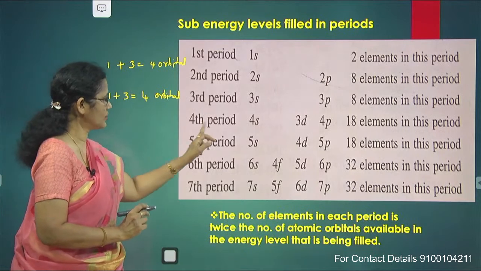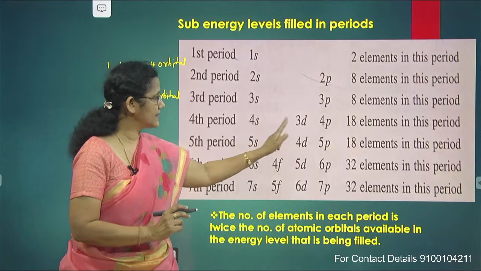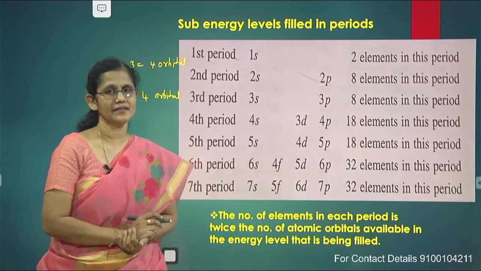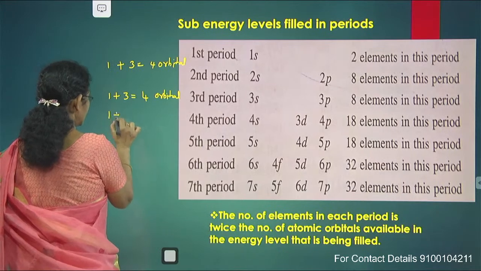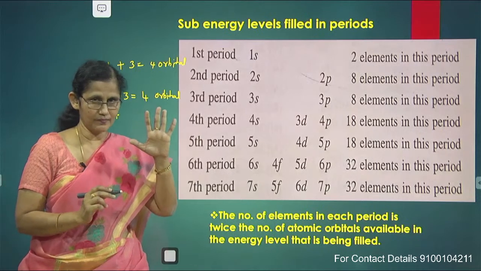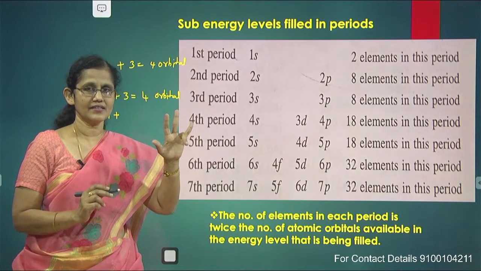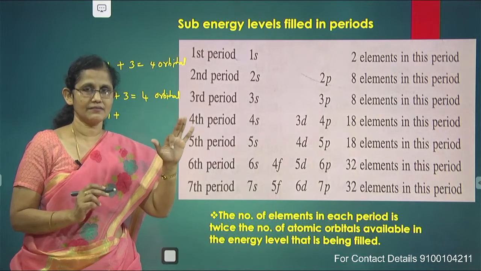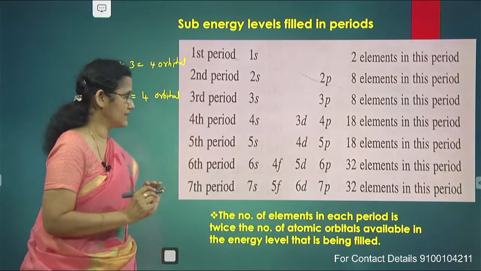Now, I take the fourth period. What is the order of filling? 4s, 3d, 4p. The 4s sublevel has 1 orbital. When I say 3d, there are 5 d orbitals in the d sublevel: dxy, dyz, dzx, dx²−y², dz². 5 d orbitals are available.